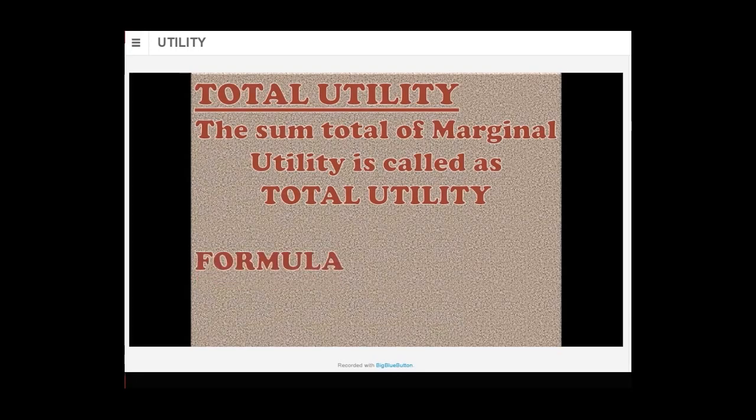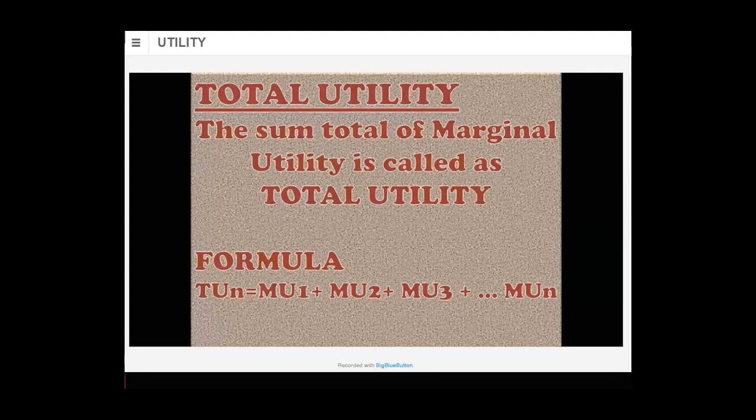Formula for calculating total utility. In fact, it is sum total of marginal utility, right? So TUn is equal to MU1 plus MU2 plus MU3 up to MUn. हर एक मार्जिनल यूटिलिटी का टोटल आप जब करोगे तो हमको जो टोटल मिलेगा that total shall be called as total utility.